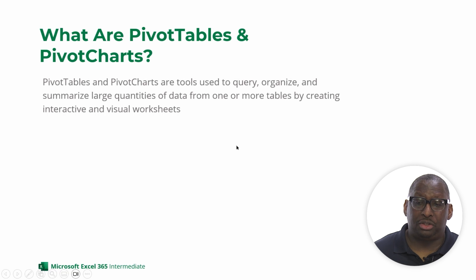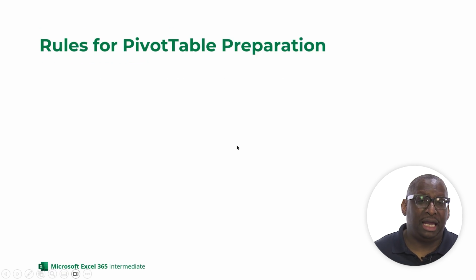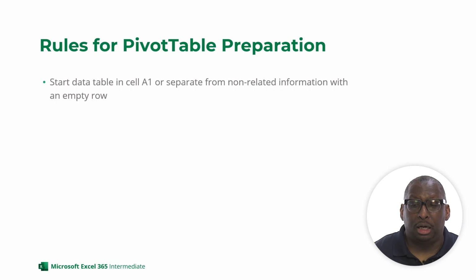Now, there are a couple of things to consider when preparing to create a pivot table. First of all, you want to start the data table in cell A1 or separate it from non-related information with an empty row. So basically, this applies if you are basing your pivot table off of an internal list inside of Excel, because you don't have to do that. It could be based off of external data or a data model, which we'll get into in different videos on this topic. But if it's based on an internal list, we just want that list to be separate. Ideally, I want that list to be a table. You don't have to do that, but you probably want to, and I'll explain why I think you should when we get into our video talking about creating a pivot table.